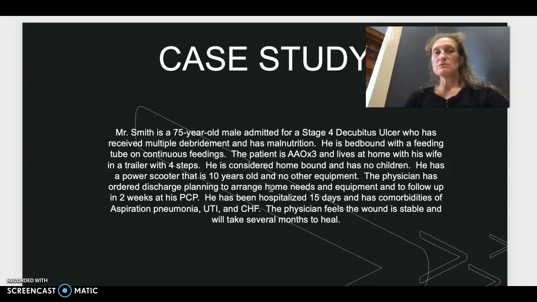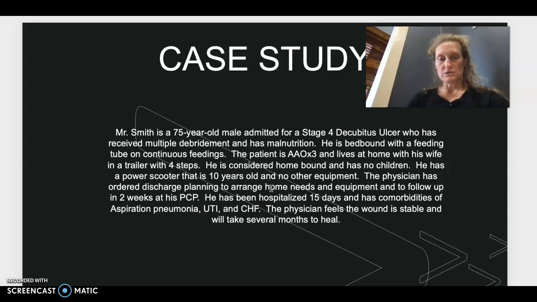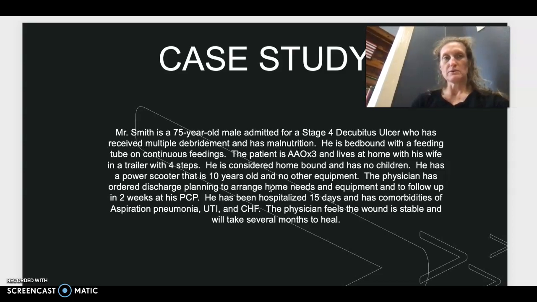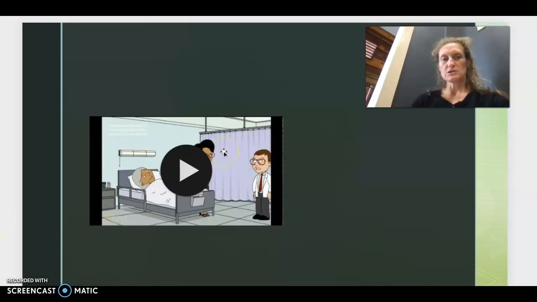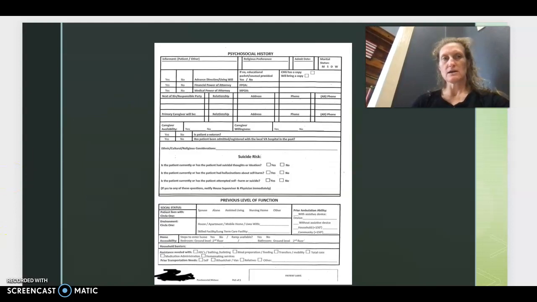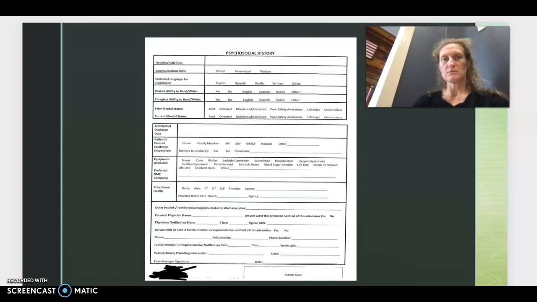This is due in 1 week, and I do have instructions to also post 2 response posts to other students. But like I said, it's all listed on your Moodle page. So that brings us to our group session. This is a sample of a psychosocial assessment where I had worked.